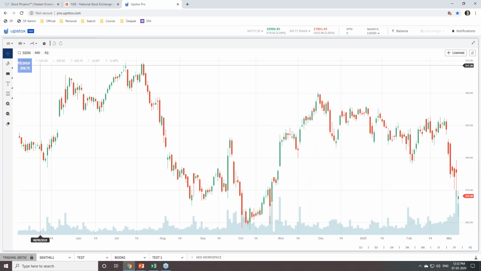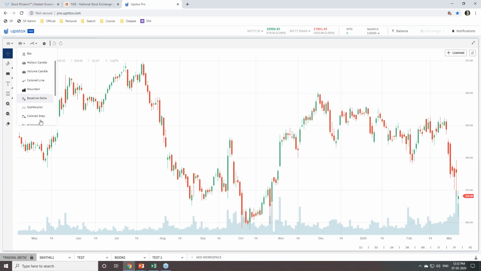Next, the type of candlesticks. For example, what are the types of candlesticks you want to change to? Renko, various types are available, but our study will be completely based on candlesticks, which are called traditional Japanese candlesticks. Let it be the default.